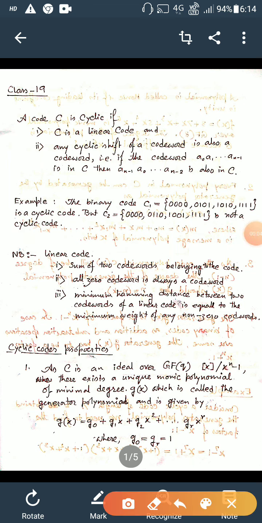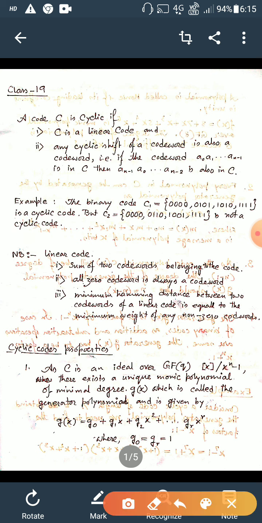Today we discuss the cyclic code, which is basically denoted by the capital C. A cyclic code is a linear code, and for a cyclic code, if any cyclic shift of a code word is given, it will also be a code word.